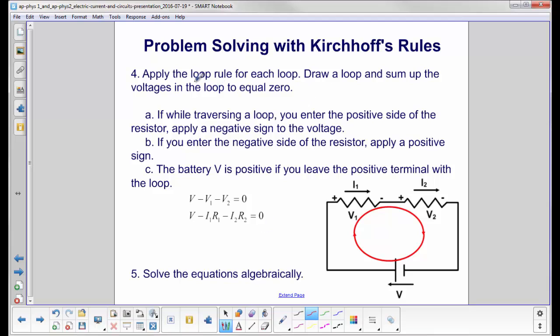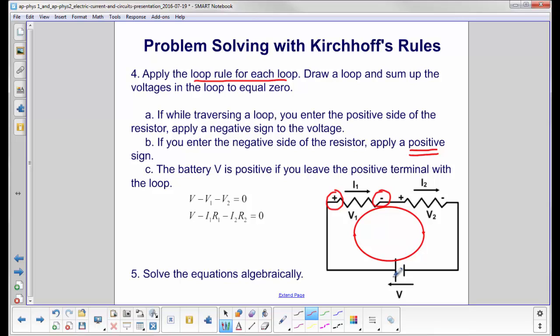You apply the loop rule for each loop that you have. You draw a loop, and then you sum up the voltages in the loop to equal 0. The convention there is as we're traversing the loop, here we go, we chose one in the clockwise direction. If you enter the positive side of a resistor, remember we did that in the last step, then you assign a negative sign to the voltage. If we were going in the counterclockwise direction, we would be entering the negative side of the resistor, and you'd apply a positive sign to the voltage.